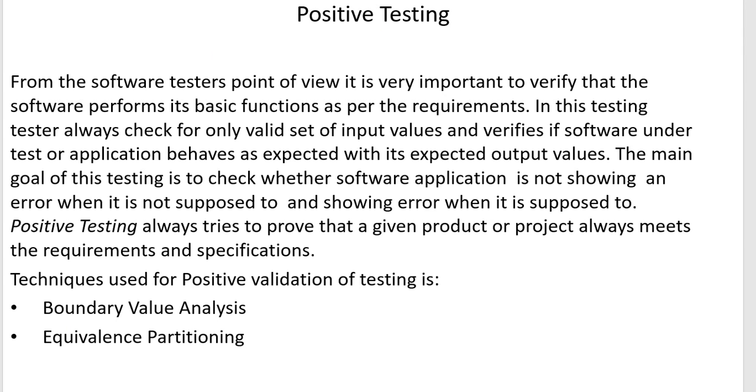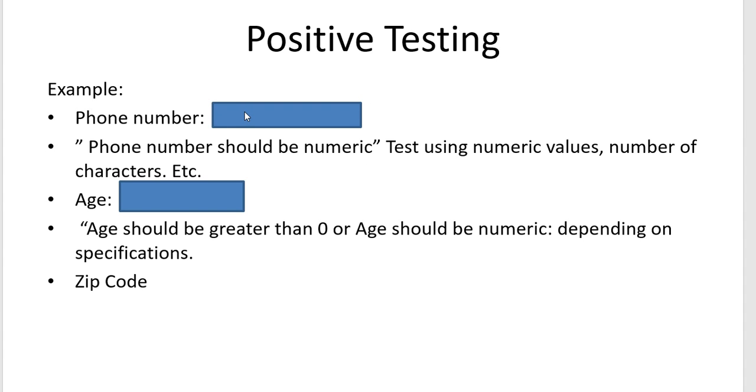Let us see some examples of positive testing, and we will also see the difference between positive and negative testing. It's a very easy difference. In positive testing you do a positive approach, and in negative testing you do for invalid data, and positive you do for valid data. Let's say you have a phone number field, and the phone number should be numeric. If you are doing positive testing, you will enter numeric values in the phone number, or for example the number of characters. Suppose the phone number is 8 characters long, so you will do the testing with 8 characters.